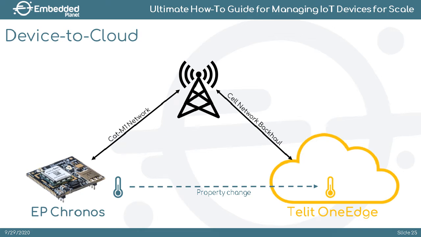To start with, I have a device that has a temperature sensor on it and it's connected to my modem. And when the property changes, the temperature value is now 30 degrees, something like that. The data is sent up via the Cat-M1 network to the Telit OneEdge cloud backend using the lightweight machine-to-machine protocol, LwM2M, that Bill was talking about. It's really the most efficient as far as power and data for cellular deployments, so it's a really good system for these types of applications.